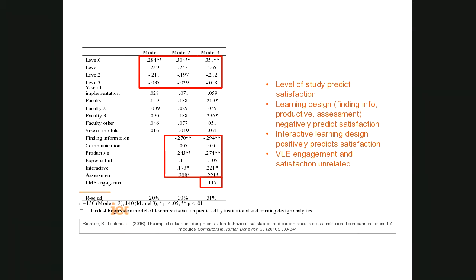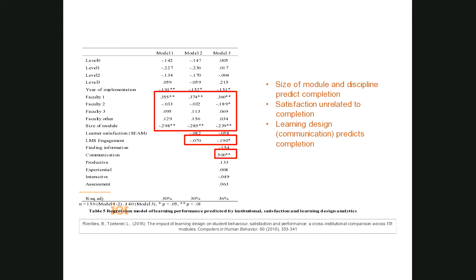Actually, the best predictor was the benchmark variable, which was assimilative. So if there were lots of assimilative designs, the students were more likely to actually enjoy this. And I'm aware of time, so I'm just going to whiz through.